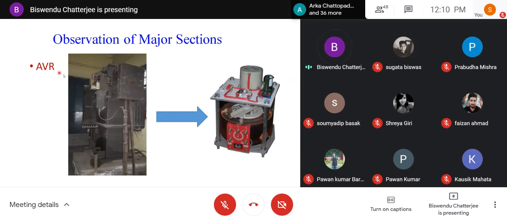So the automatic voltage regulator can give you the voltage starting from 0 to the line voltage. Our line voltage at low tension is 415 to 420 volt. So it can start from 0 and go a maximum up to the line voltage of 420 or 430 volt.